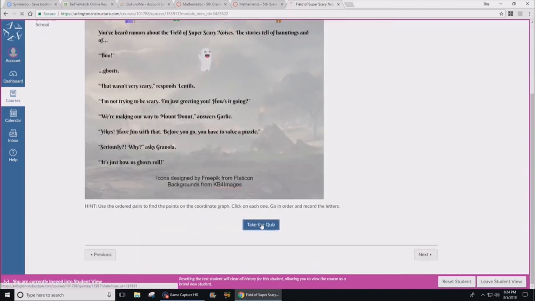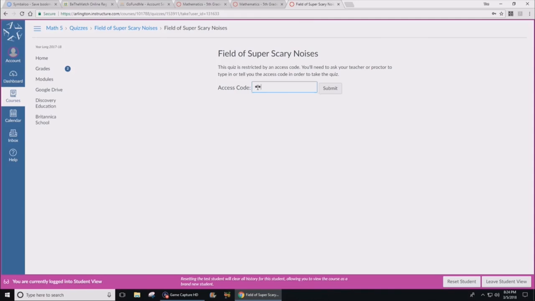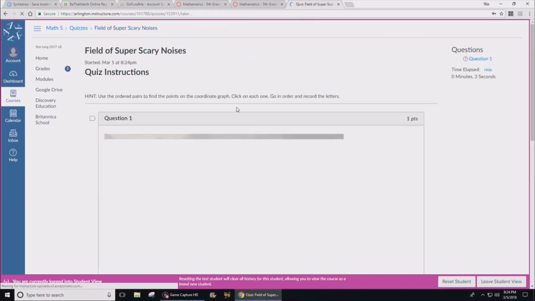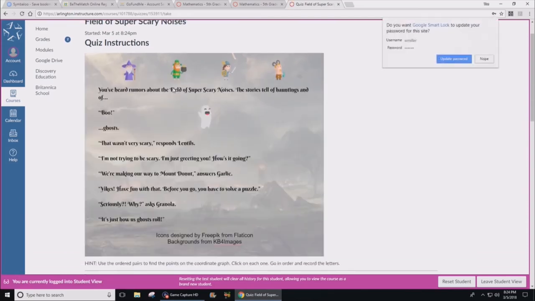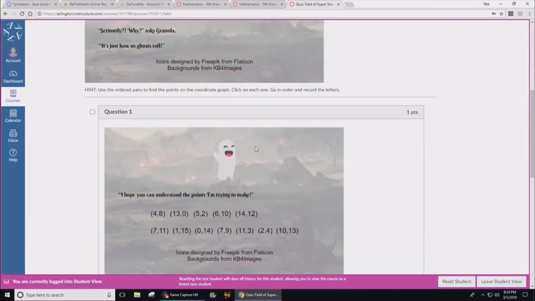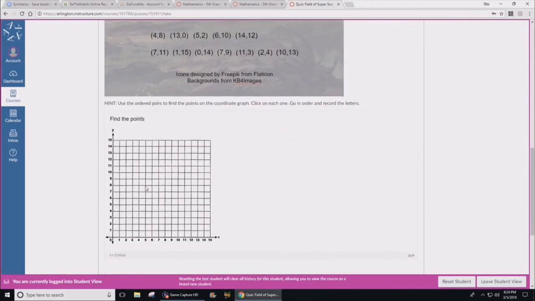Alright, more story. Now they're doing ordered pairs. Gollum. Alright, let's get to it. Here we go, more story. Now they're up against some ghosts in the field of super scary noises, and they have to find these on this particular graph. Again, H5P. So 4-8. Boom, they hit it. Look at that, F. Remember, the hint is giving them a little bit of help because that was difficult and they may not even notice there's an F down there. 13-0. Boom, R. Alright, FR.